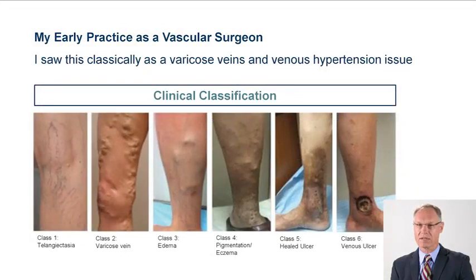As a practicing vascular surgeon, I typically evaluated varicose veins in an isolated fashion, looking at the classic CEAP, standing for Clinical, Etiology, Anatomic, and Pathophysiology clinical classifications. In the clinical classification, Class 1 stands for telangiectasias, Class 2 is the ordinary varicose veins, Class 3 is the presence of edema, Class 4 is development of hyperpigmentation and skin changes such as eczema. Class 5 is a healed venous ulcer, and Class 6 is the presence of a venous ulcer.